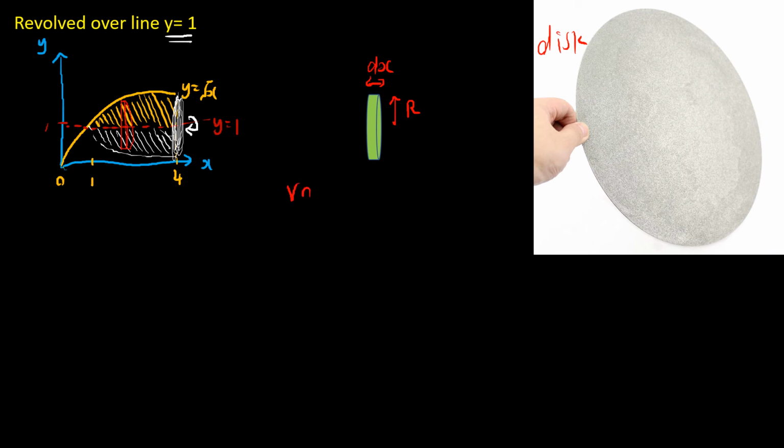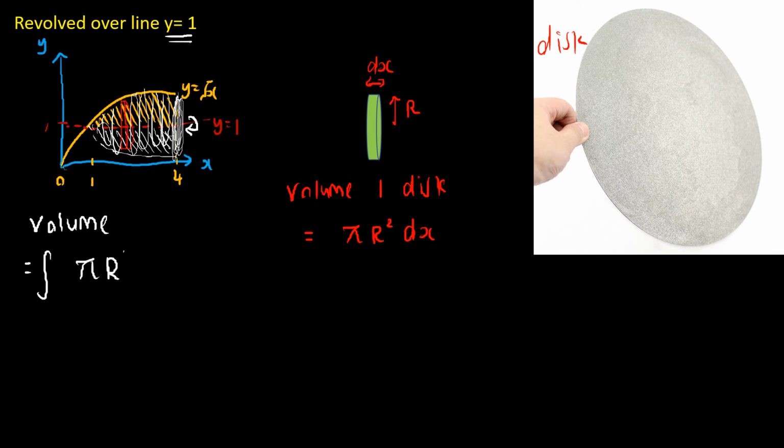We know the volume for one disc is always equal to pi r squared dx. However, since we are going to have a lot of discs, in order to add up the volume of all the discs we are going to use integration. So the volume for this object is going to be the integration of pi r squared dx, while the integration limit is going to be from 1 to 4, the region where the part is shaded.